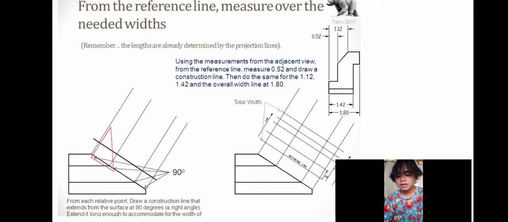Using the measurements from the adjacent view from the reference line, measure 0.52 and draw a construction line. Then do the same for 1.12, 1.42, and the overall width with a line at 1.80.